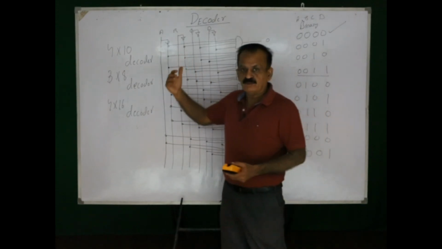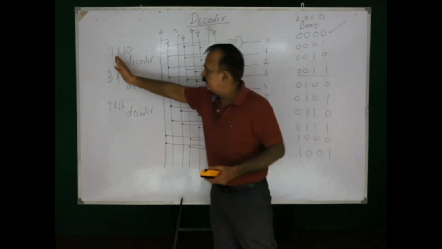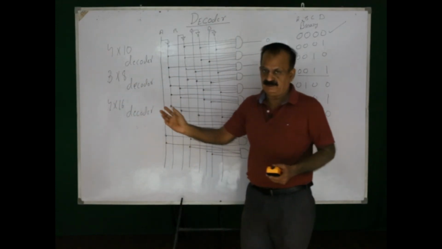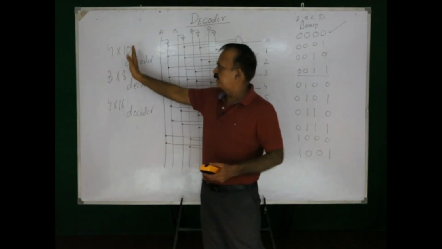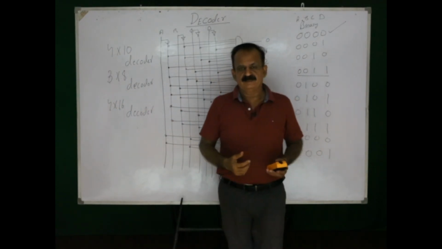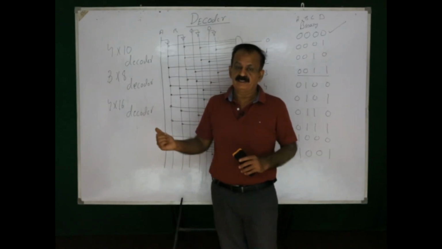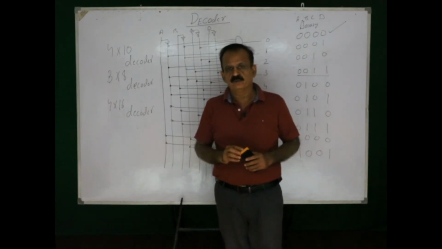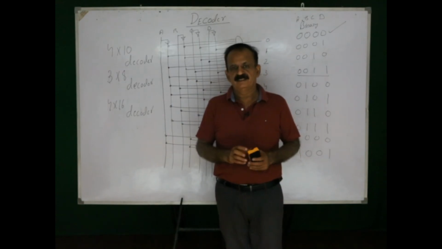So it can be in 3 different forms: directly as an encoder or decoder, or in the form of 4 by 10 or 3 by 8 or 4 by 16, or even it can be in the form of binary to decimal, binary to octal, or binary to hexadecimal. And these should be performed as per the given number. Whatever is given in the question, you must go through those values and then design this circuit.